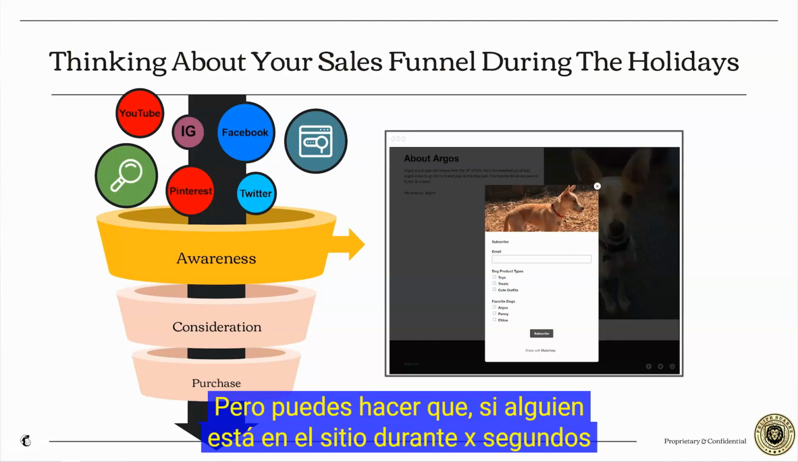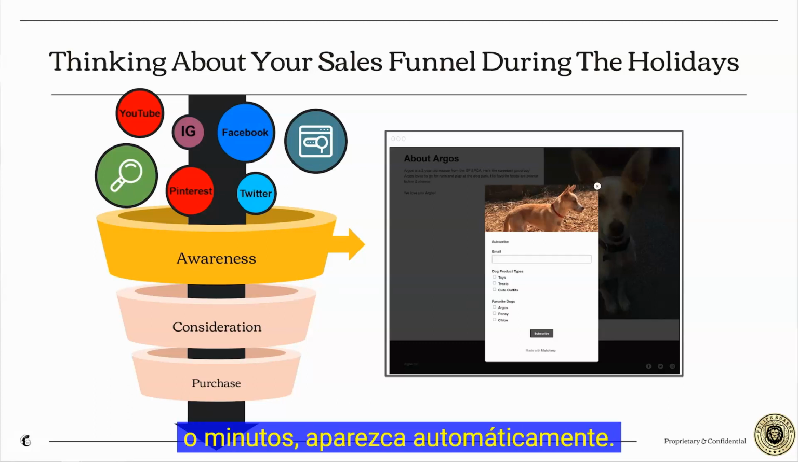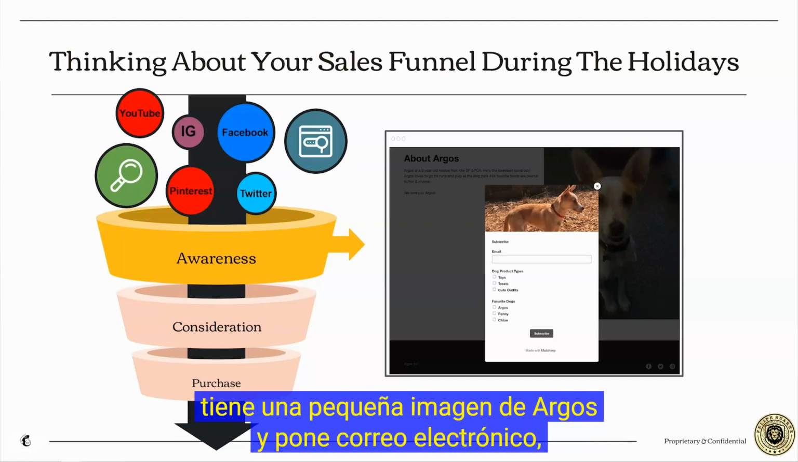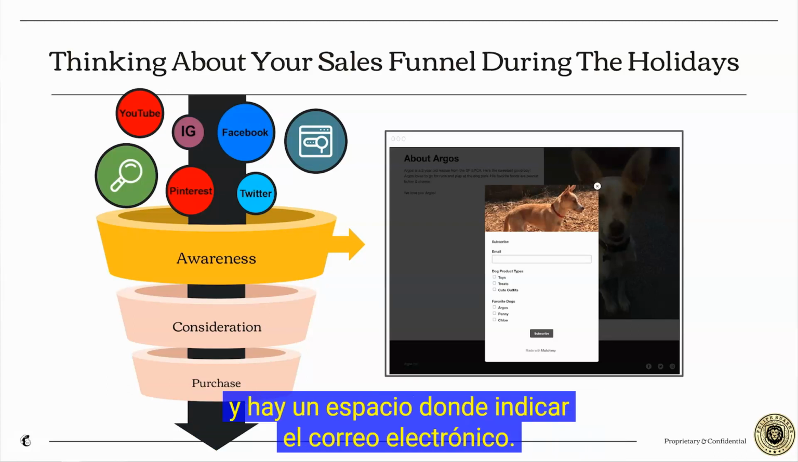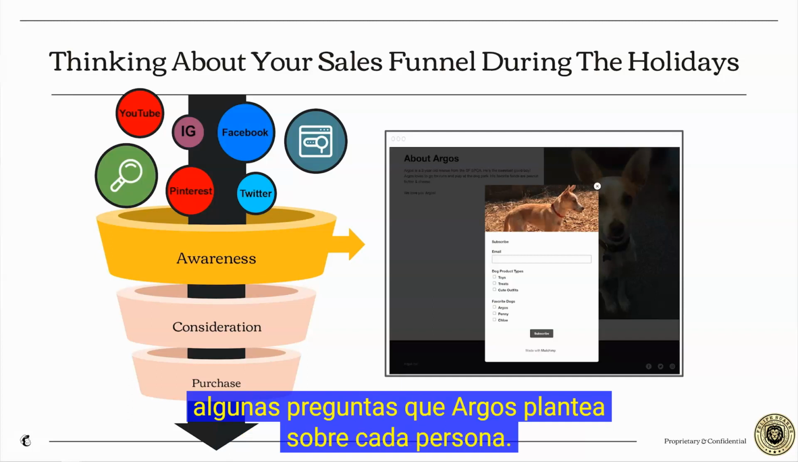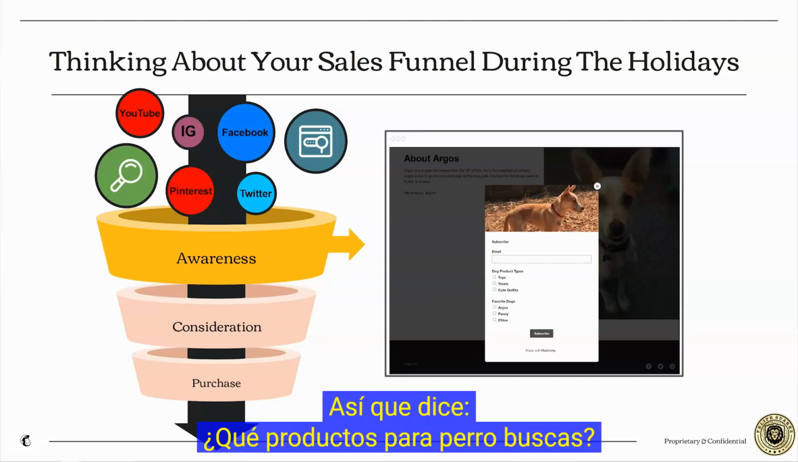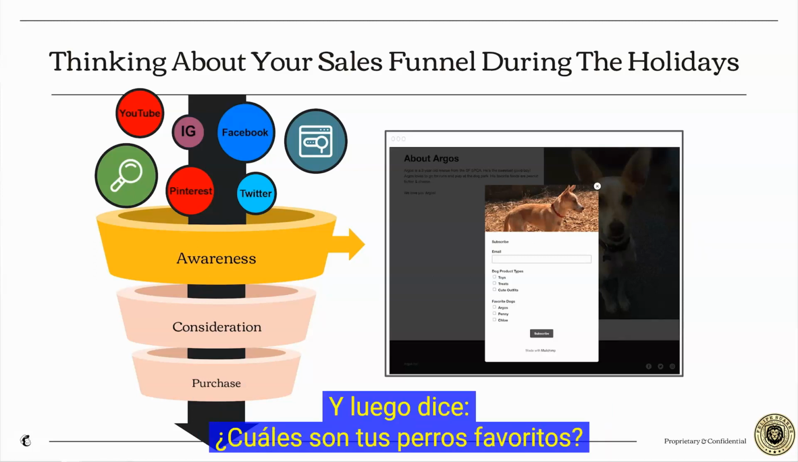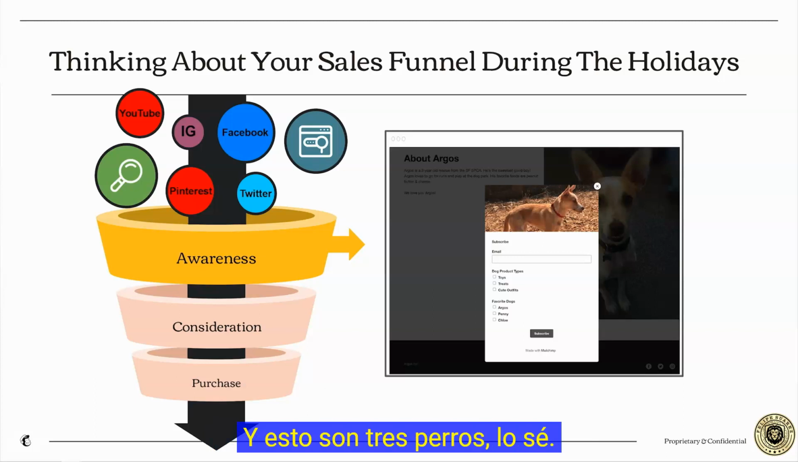but you can set it up so if someone's been on the site for X seconds or minutes, then it automatically pops up. It is probably really small, so I'm going to tell you what it says. It's got a little picture of Argos and it says email, and there's a space where someone can enter their email. And then we have some information, some questions that Argos is asking them about themselves. So it says, what kind of dog products are you into? And it's toys, treats, and cute outfits. And then it says, who are your favorite dogs? And then these are 3 dogs, I know.